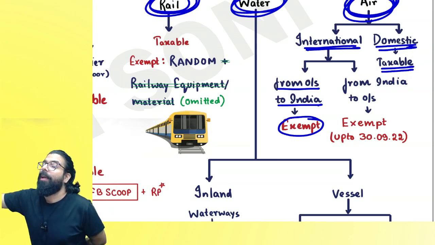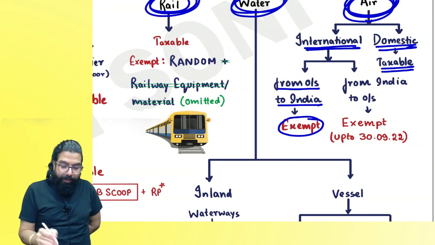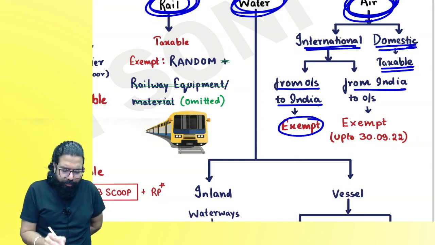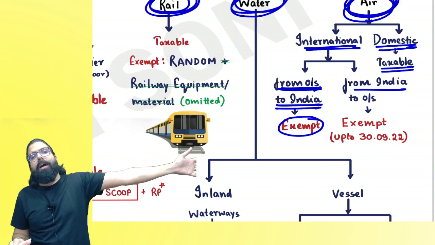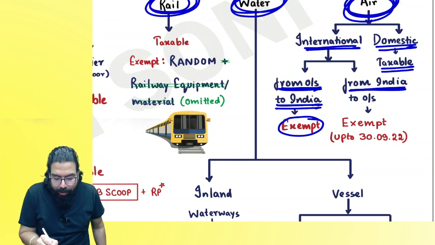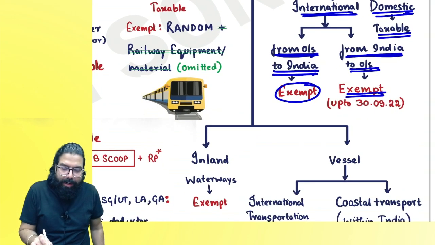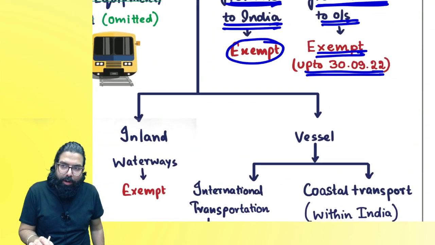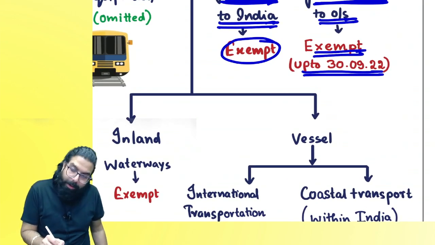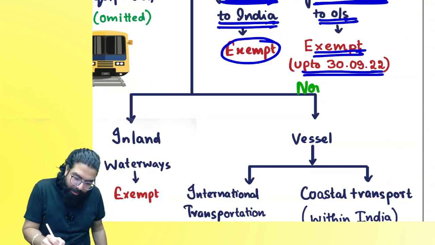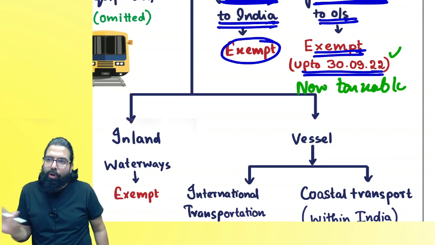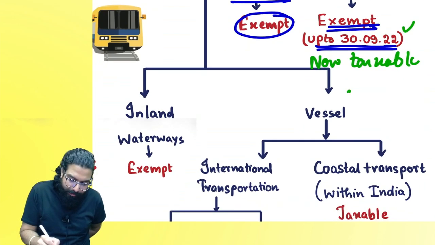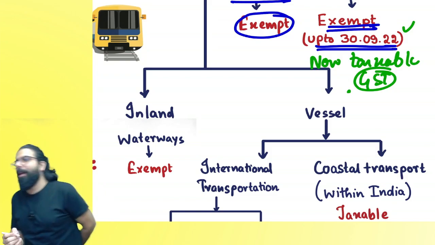From outside India, if transportation of goods is happening into India, it is always exempt. From India to outside India was also exempt. Up to what date, everyone? 30th September 2022. Now remember, this is an amendment. Since 30th September 2022 is gone, now it is taxable. GST is payable. Can I go ahead, everyone?